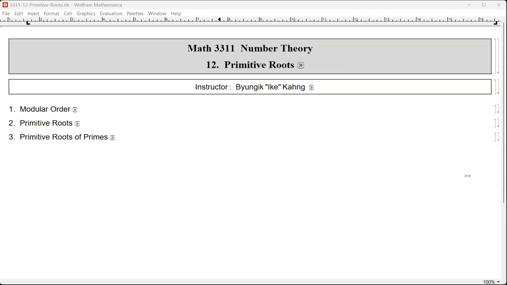Hello students, welcome back. Previously we completed up to section 2. Now let's go to section 3, primitive roots of primes.